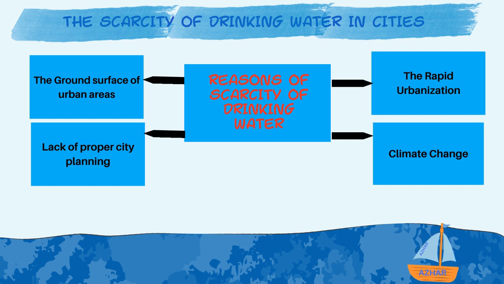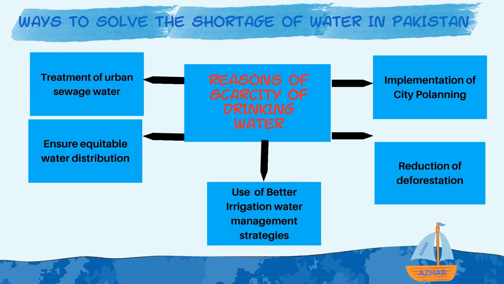Now it is time to move ahead and discuss the next points, which are ways to solve the shortage of water in Pakistan. These are the ways how we can solve the shortage of water in Pakistan. Number one, implementation of city planning. We should implement our city planning. Number two, reduction of deforestation. We should reduce the cutting of our trees, and we should not weed out the vegetation. Number three, use of better irrigation water management strategies.